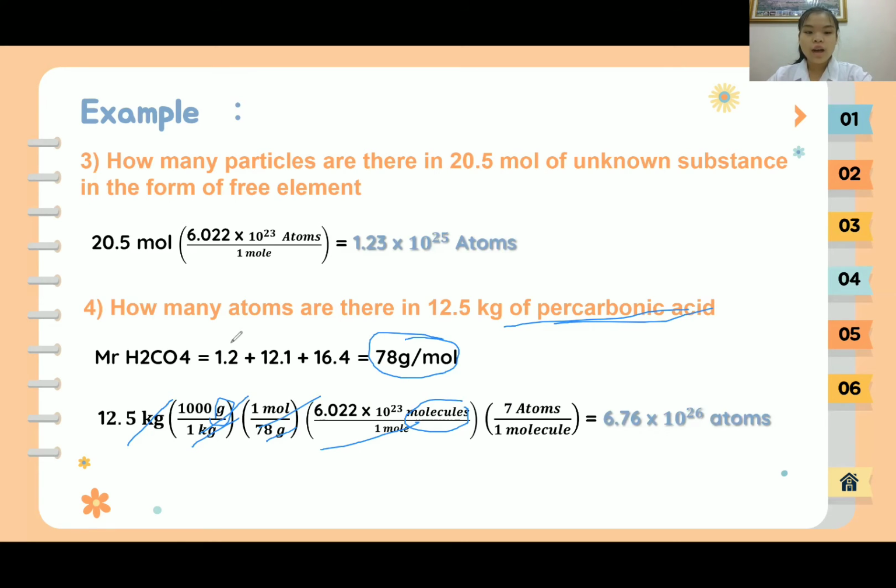After that, it is asked the atom. To search the atom, we can see in the chemical formula where the hydrogen is 2, the carbon is 1, and the oxygen is 4. So there is 7 atoms equal to 1 molecule. After that, we just need to insert the 7 atoms in here to eliminate the molecule. So eliminate, we just leave atoms, and the result will be 6.76 times 10 raised to 26 atoms.